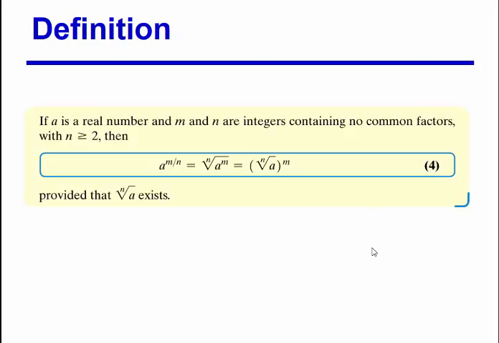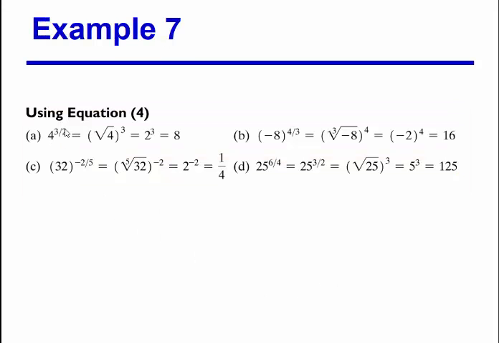So the next thing, if a is a real number and m and n are integers containing no common factors, with n greater than or equal to 2, then a raised to the m over n is equal to the nth root of a to the m, or the nth root of a raised to the m power, provided that the nth root of a exists. So 4 raised to the 3/2 is actually equal to the square root of 4 to the third power. Negative 8 raised to the 4/3 is actually equal to the cube root of negative 8 to the fourth power. 32 raised to the negative 2/5 is equal to the fifth root of 32 raised to the negative second power.